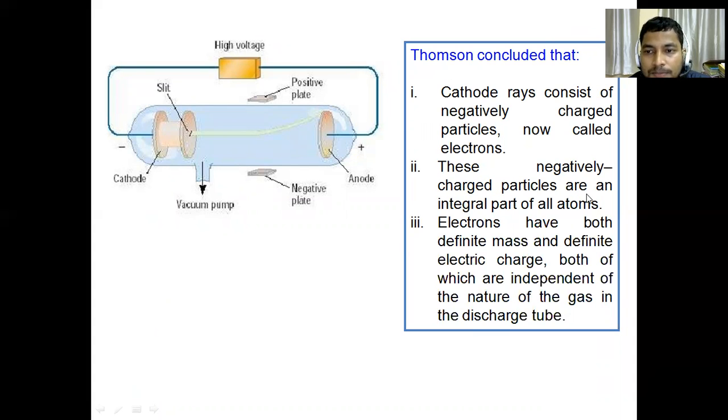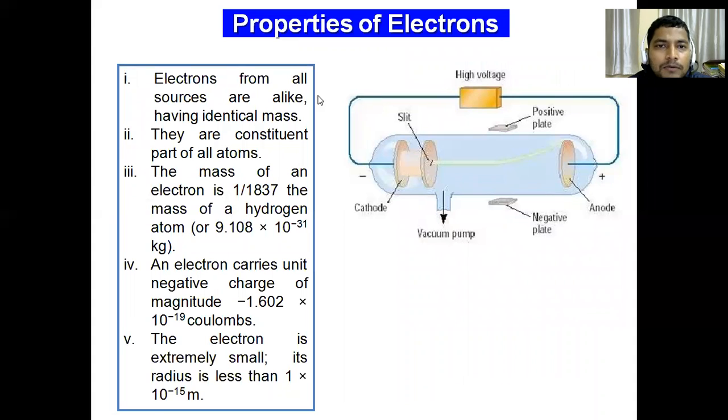These negatively charged particles are an integral part of the atom, and electrons have both definite mass and definite electric charge, both of which are independent of the nature of the gas in the discharge tube. Now, the main important properties of electrons are: electrons from all sources are alike, having identical mass. They are a constituent part of all atoms. The mass of an electron is 1 by 1837 of the mass of the hydrogen, that is 9.108 into 10 to the power minus 31 kg.